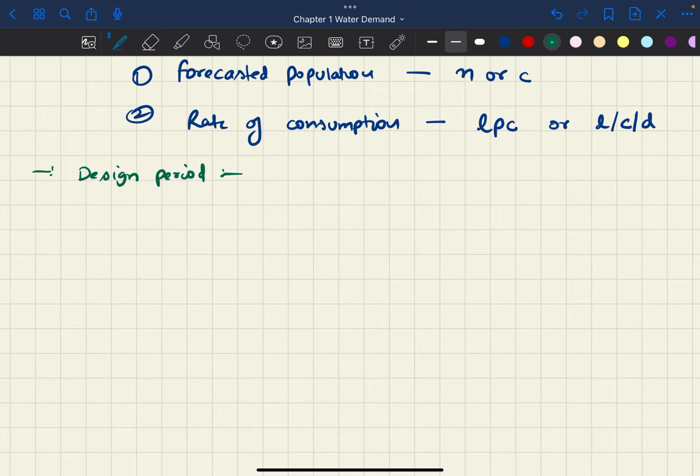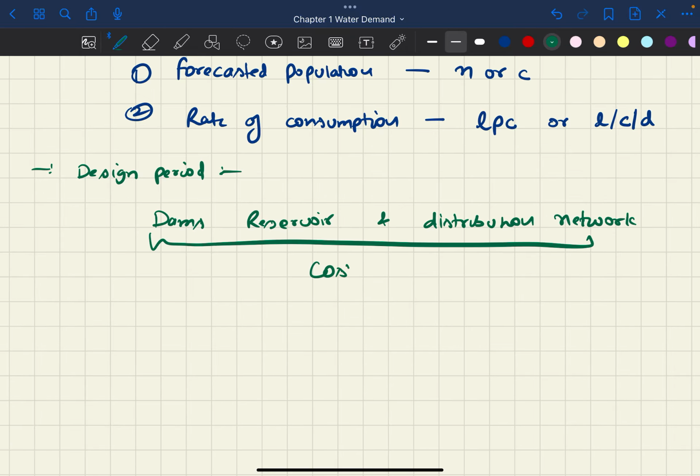The quantity of water is worked out with provision of requirement of future population, because the components are very costly. The structure is very complex, like dams, reservoir, and other distribution network. This is very costly. Hence, we have to design keeping in mind of future period.